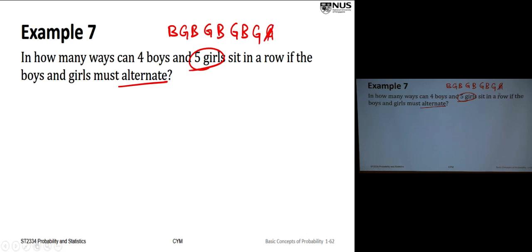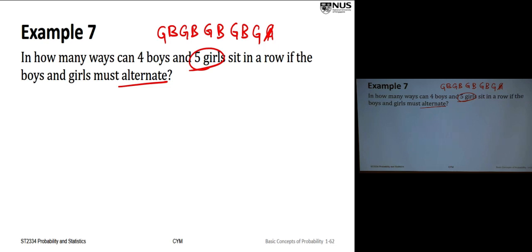So where do I put the girl? Cannot put here, here, here. I can only put it here. That's the only way that I can arrange 4 boys and 5 girls in alternate seats. All right? Okay, this is the frame or the arrangement. But now the question is, how do I fill up all this?